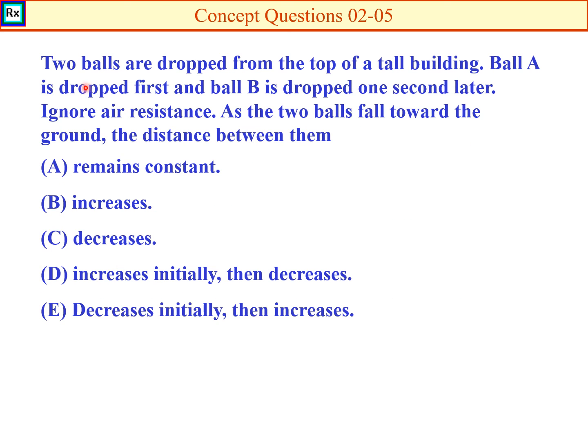Last question here, it says two balls are dropped from the top of a tall building. Ball A is dropped first and ball B is dropped 1 second later. Ignoring air resistance, the two balls fall toward the ground. The distance between them, what?